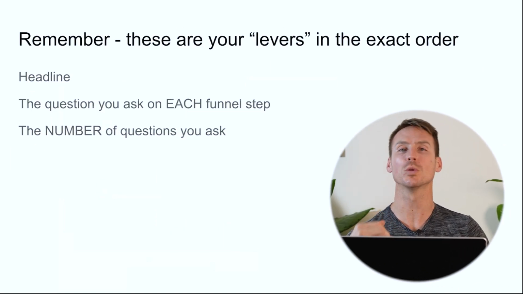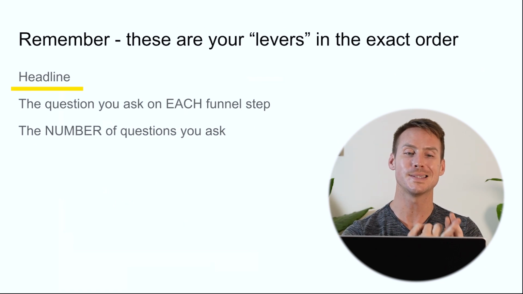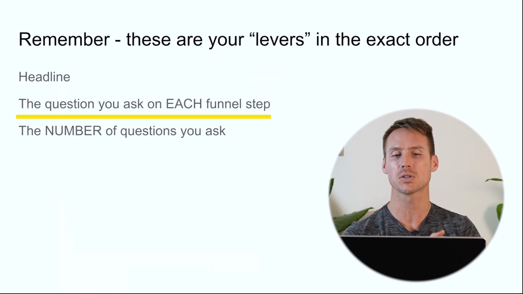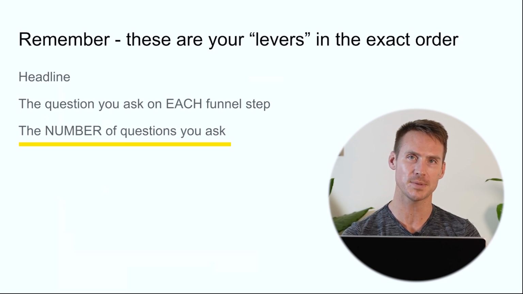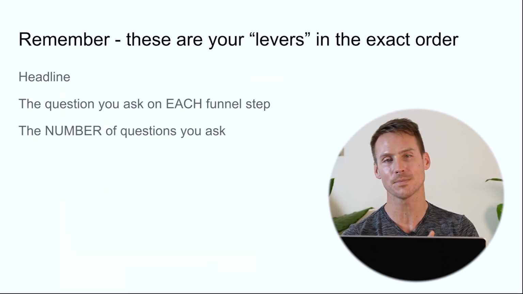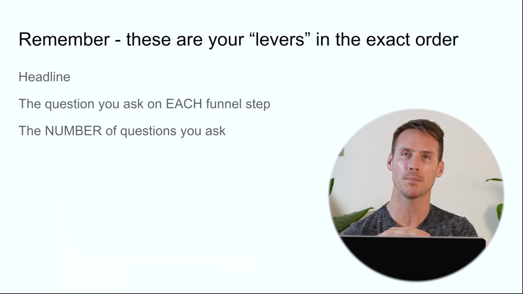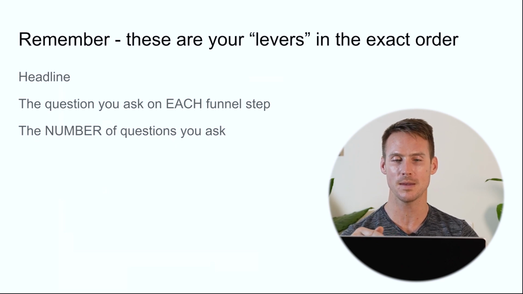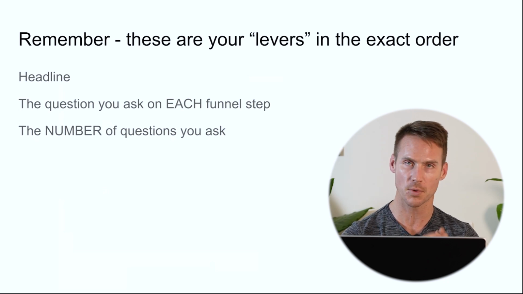But remember, these are your levers in the exact order. First is going to be your headline. Second is going to be the question you ask on each funnel step. Third is going to be the number of funnel steps and/or number of questions you ask, right? So I found that sometimes there seems to be a tipping point where it becomes less beneficial to keep adding filters or questions, right? So maybe the sweet spot for your offer is at three of your top filters.